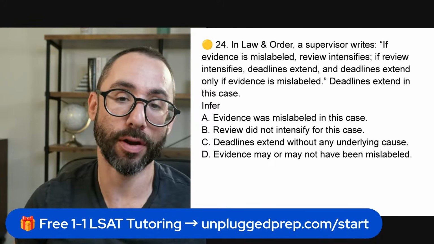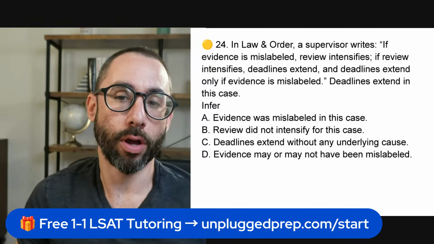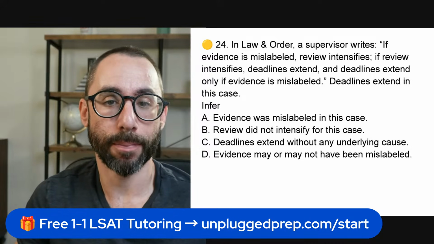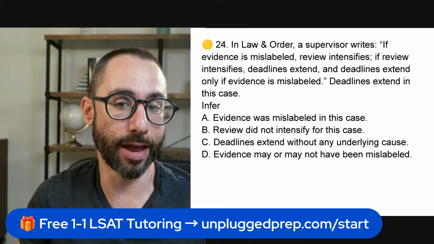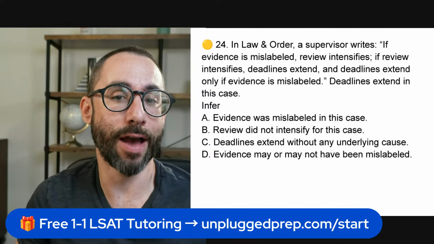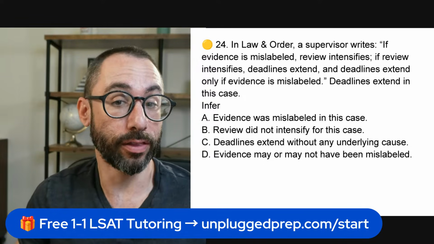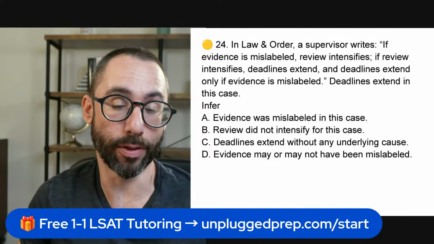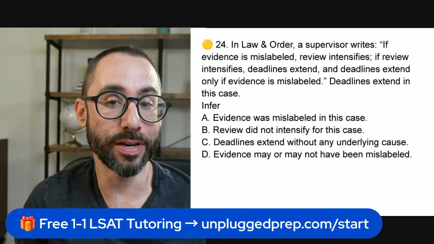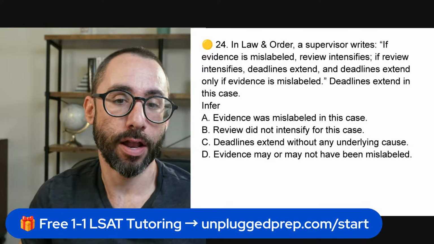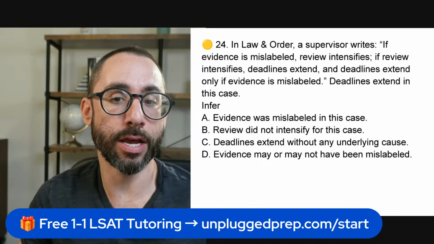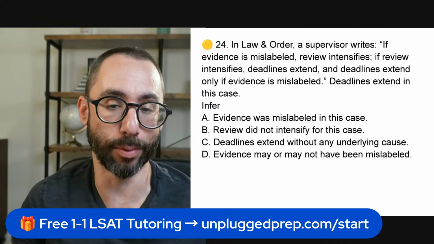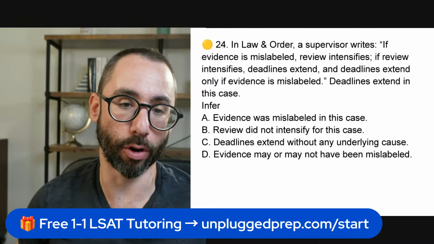A little bit harder sometimes. Number 24, in Law and Order, a supervisor writes, if evidence is mislabeled, review intensifies. If review intensifies, deadlines extend. And deadlines extend only if evidence is mislabeled. Deadlines extend in this case. What can we infer? A, evidence was mislabeled in this case. B, review did not intensify for this case. C, deadlines extend without any underlying cause. Or D, evidence may or may not have been mislabeled. What can we infer?